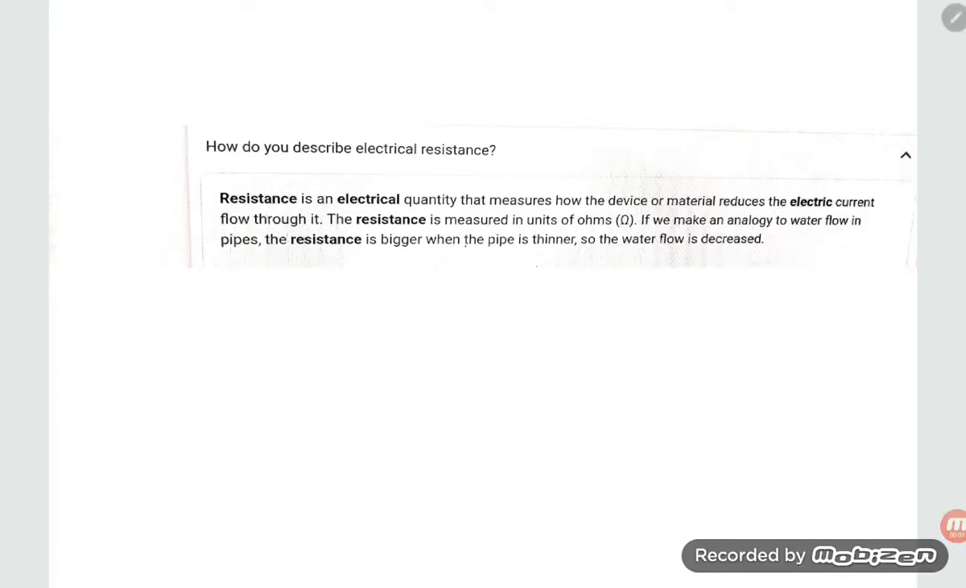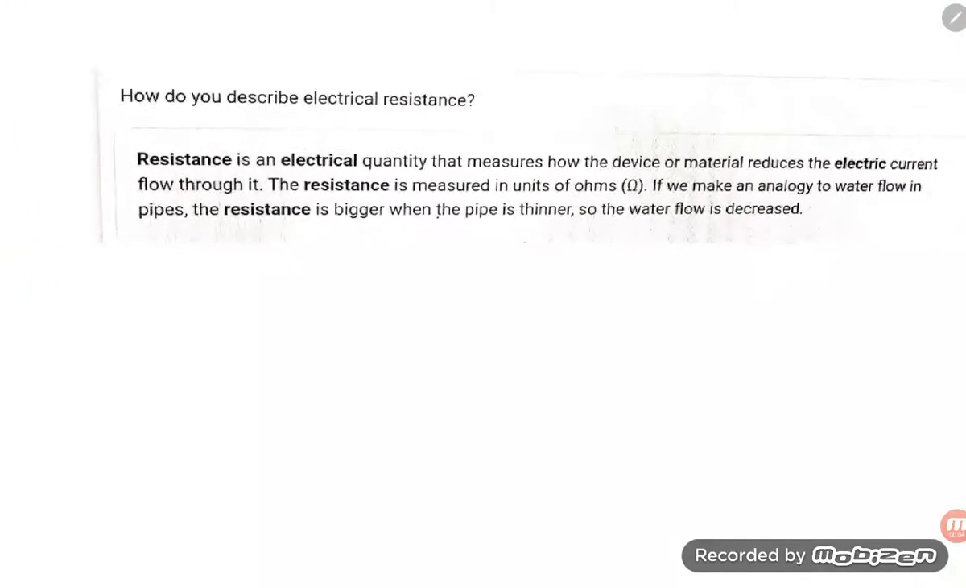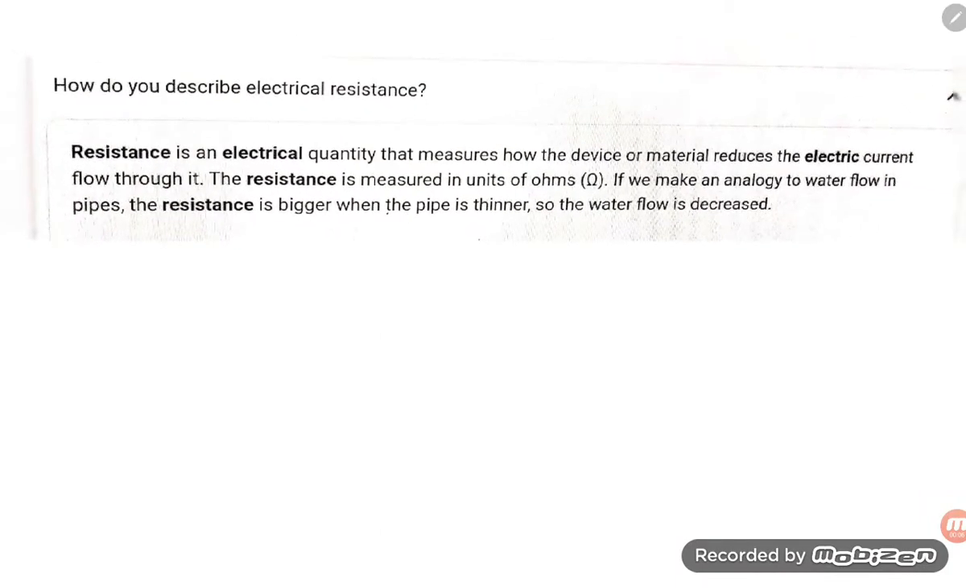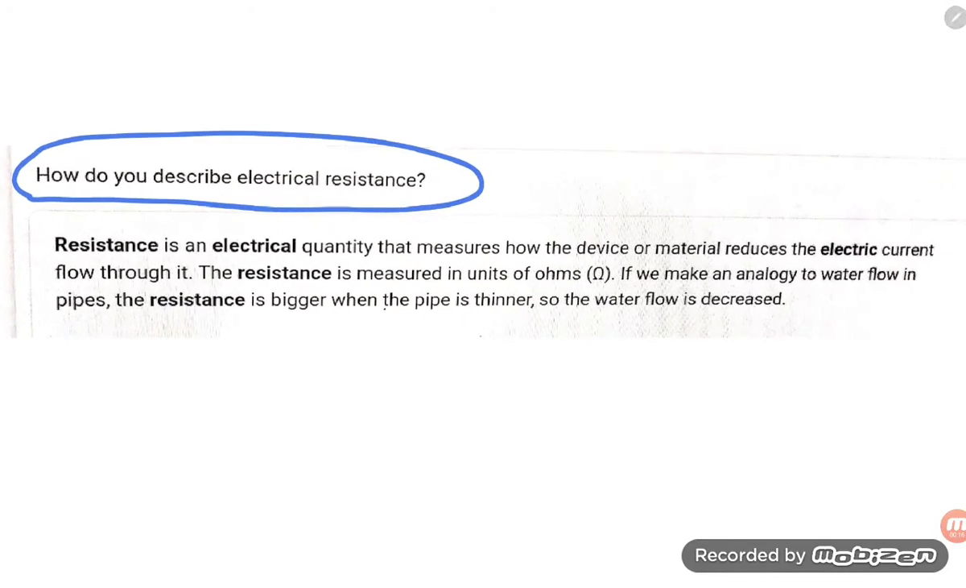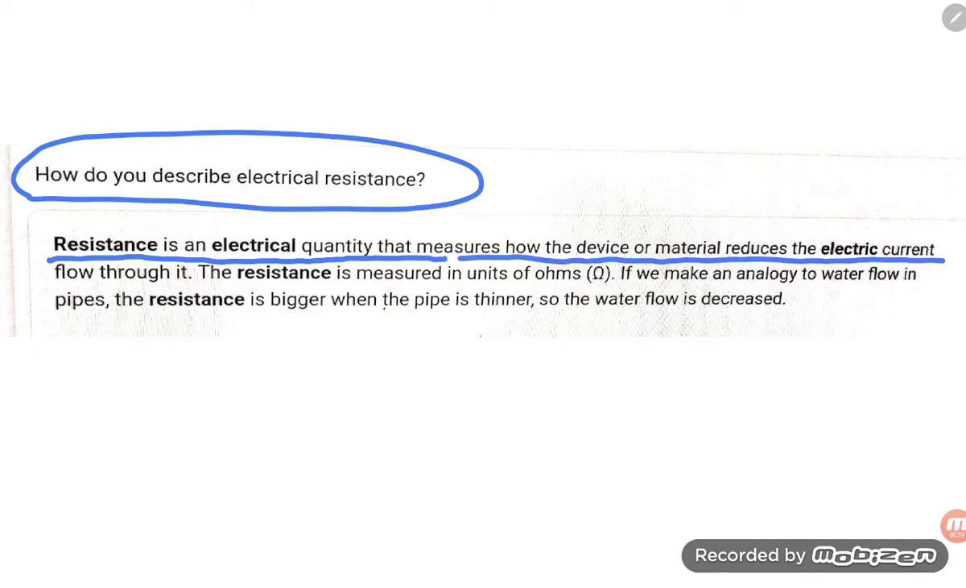Hello students, now let us see the resistance and the meaning of the resistance, try to understand, and we'll do some problem based on it. So how do you describe the electrical resistance? This is the question. When you talk about electrical resistance, students, they are saying that resistance is the electrical quantity that measures how the device or material reduces the electric current flow through it.